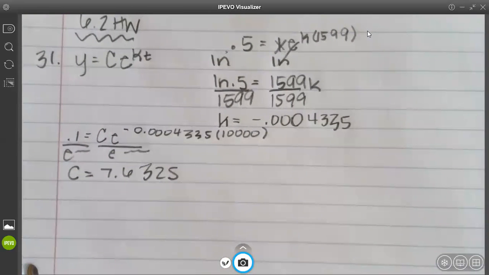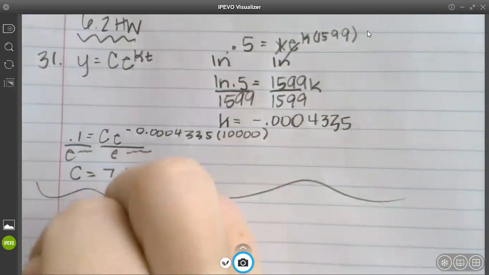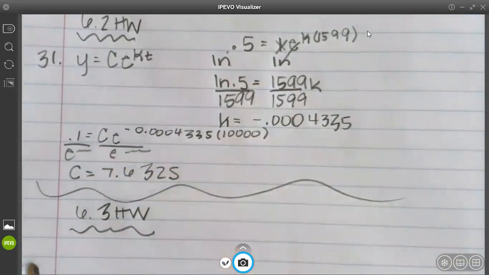All right, 43, is everybody okay? Oh, it's pretty cut and dry. 53. Everybody good with that? That was it, right? 6.2? Yeah. All right, 6.3. Everybody okay with number 1?